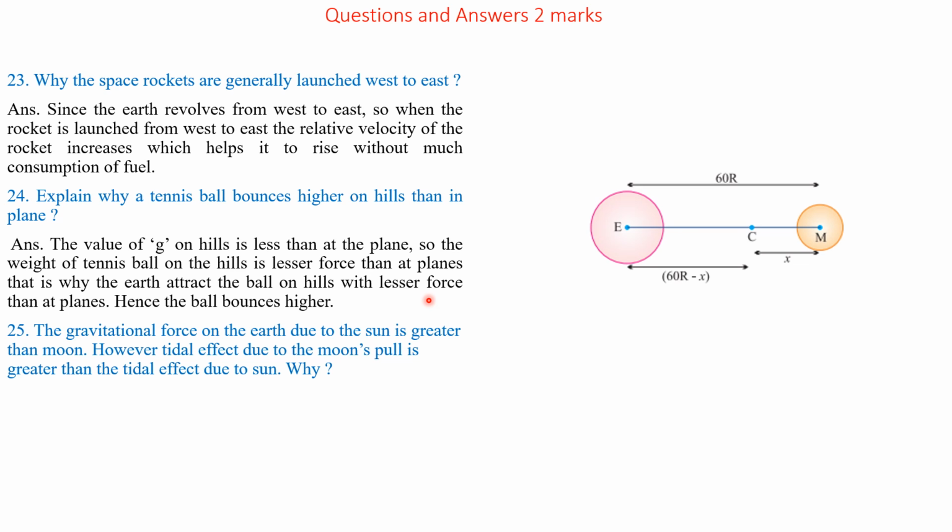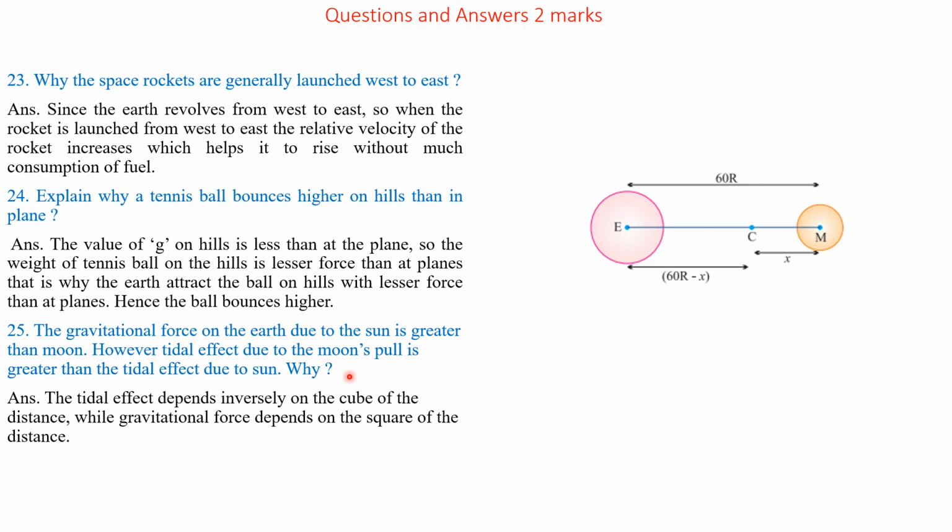Next question. The gravitational force on the Earth due to Sun is greater than that of the Moon. However, the tidal effect due to Moon's pull is greater than the tidal effect due to Sun. Why? Answer. The tidal effect depends inversely on the cube of the distance, while the gravitational force depends on the square of the distance.